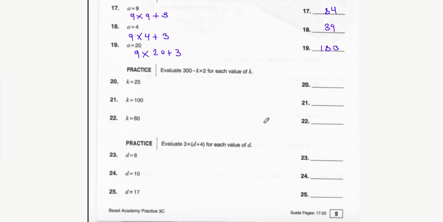Next, we have to evaluate 300 minus k times 2 for each value of k. When k equals 25, the expression 300 minus k times 2 is equal to 300 minus 25 times 2. 300 minus 50 equals 250.